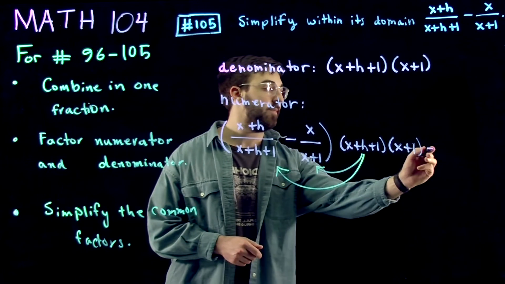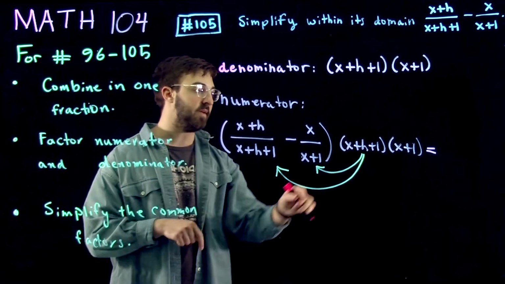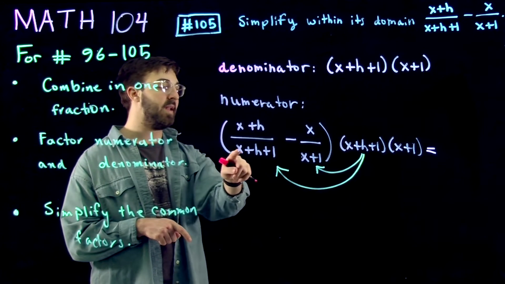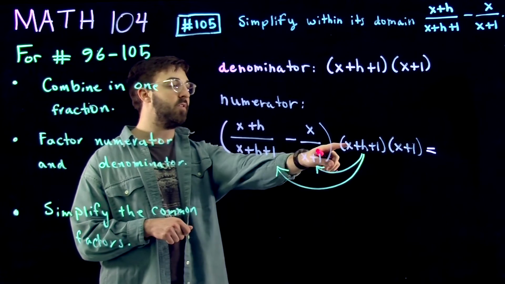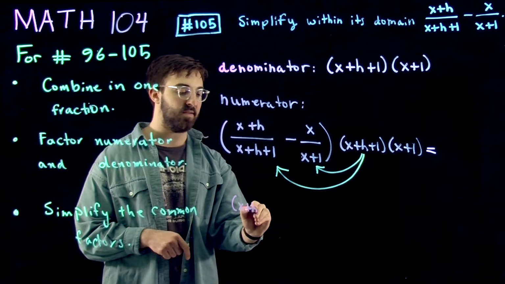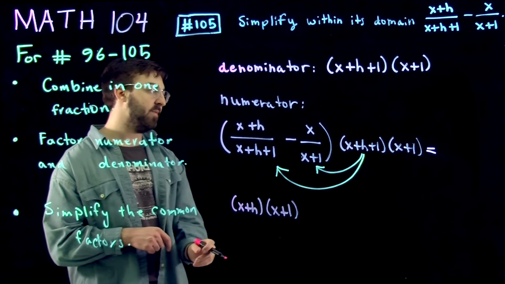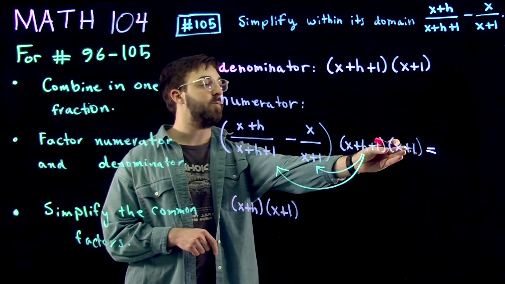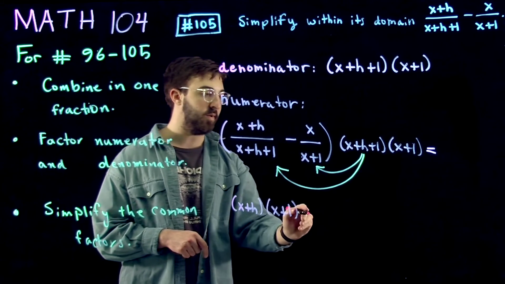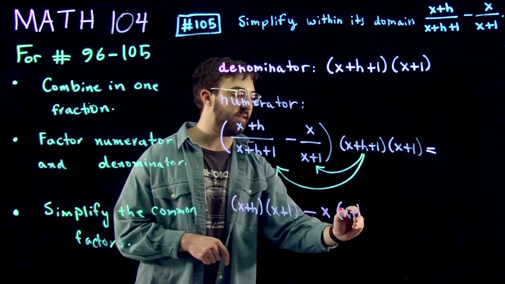the first term is going to be (x + h) times (x + 1). The reason is that if you have x + h + 1 in the numerator and x + h + 1 in the denominator, those two terms will cancel, leaving us with (x + h) times (x + 1). For the second term, something similar happens. You've got x + 1 in the numerator and x + 1 in the denominator, so those will cancel, leaving us with minus, from that negative there, x times (x + h + 1).